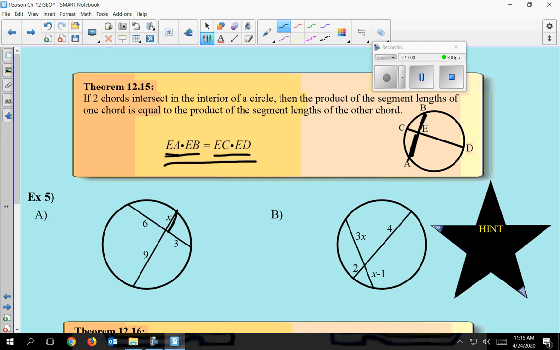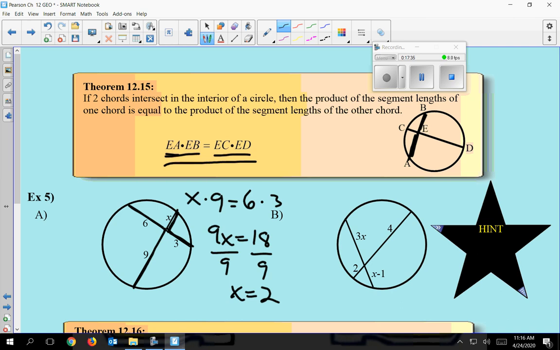I got this one segment X, and the other piece of it's 9, so I'm going to multiply it by 9, and that's going to be equal to the segments that make up the chord that it's intersecting. So that's going to be 6 times 3. Okay, so 9 times X is 9X, 6 times 3 is 18, and if I go and divide both sides by 9, I get X is 2. Okay, so there you go.